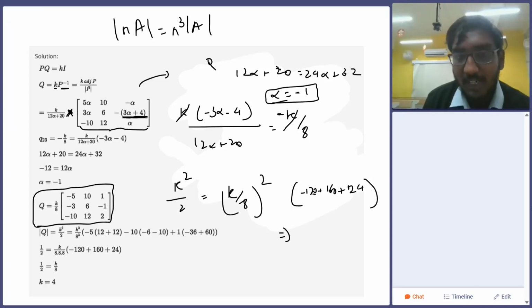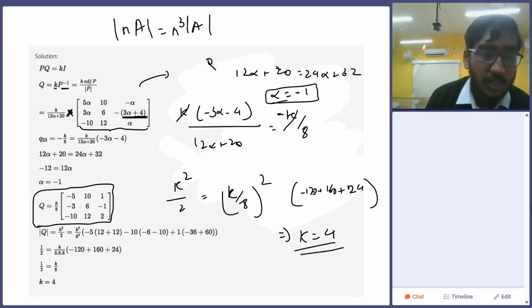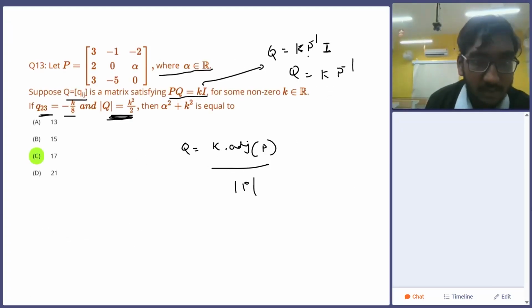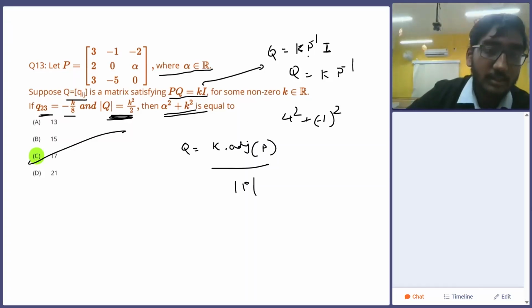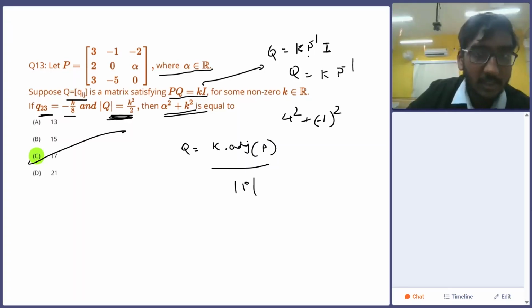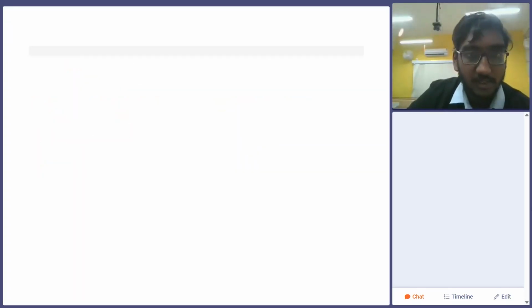This is what we will be getting, and by simplification you will get the value of K to be 4, okay. So that is the answer. And what about the question? What were they asking in the question? The value of alpha square plus K square. So it is basically 4 square plus (minus 1) square, that is 1, okay. That is 17. It's a little complicated in terms of calculations, but conceptually it is approachable only.